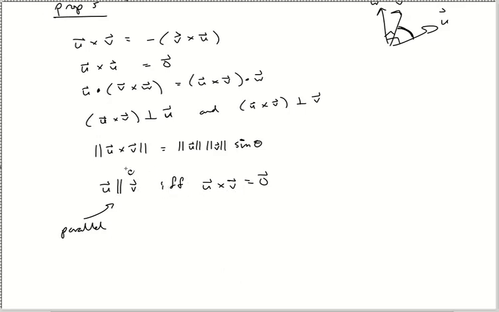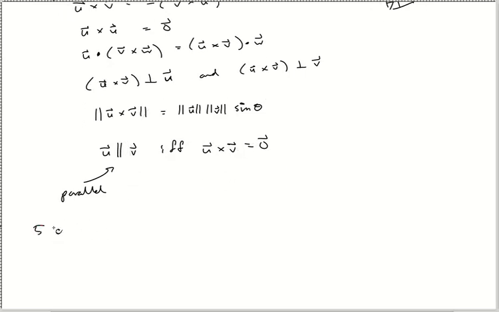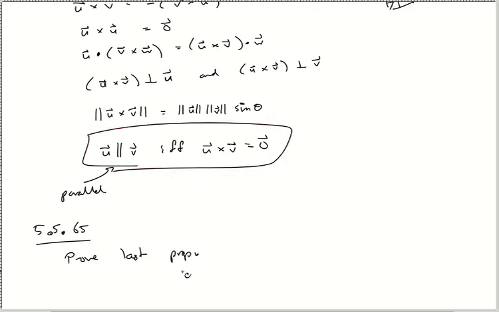Notice the if and only if means that you're going back and forth. If you have this, you can get that. If you have that, you can get this. So that's kind of handy. And 5565, I'm going to say prove that last property. This guy right here. Prove that.